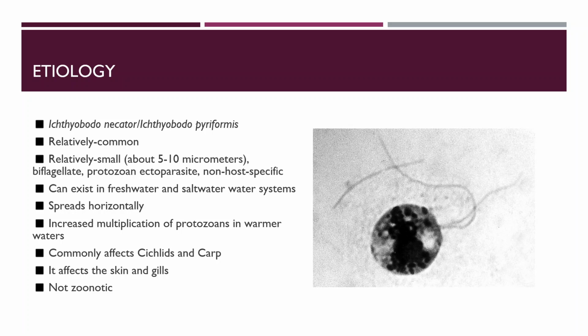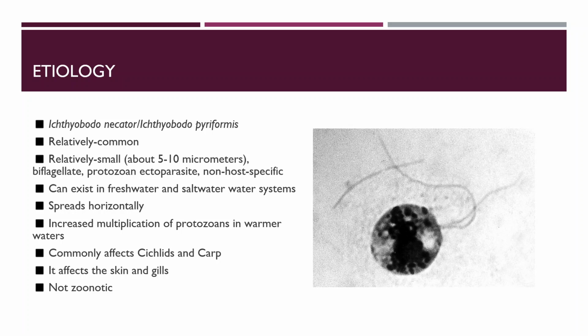So it mostly affects freshwater fish, where there have been studies that certain strains of Ichthyobodo can affect saltwater fish. So its effect is very jarring, because it has a wide range. It spreads horizontally, and I haven't seen literature regarding vertical transmission.